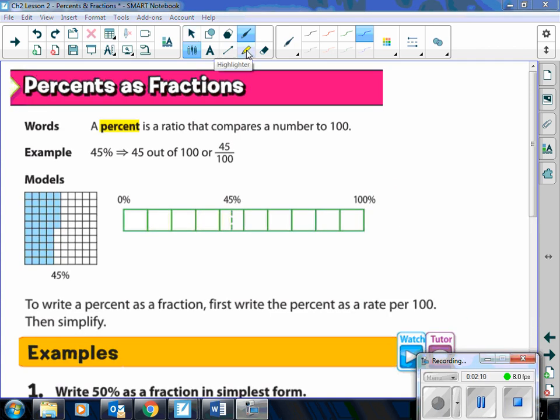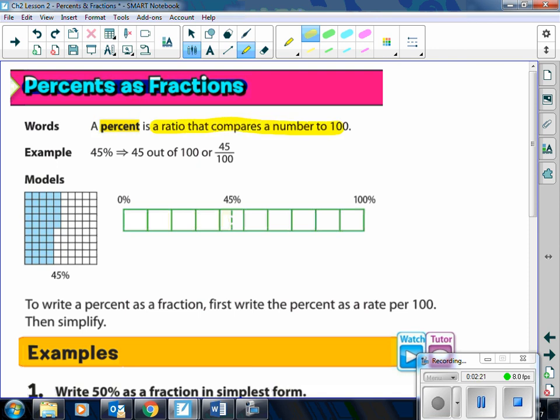So here is percents as a fraction. Please make sure you write down your heading and this definition. So a percent is a ratio that compares a number to 100, which is what we just did in the warm-up. It compares a number to 100. Here, an example, 45% means 45 out of 100, and we write that 45 over 100. And then here are the picture models.